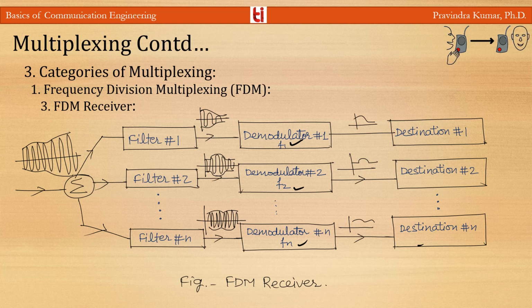Here we have used guard bands so that the channels are separated by a strip of unused bandwidth to prevent interchannel interference. If the channels are very close, then the signals of one channel will disturb the signals of the other channel. To avoid this, we have to use guard bands between these bands.